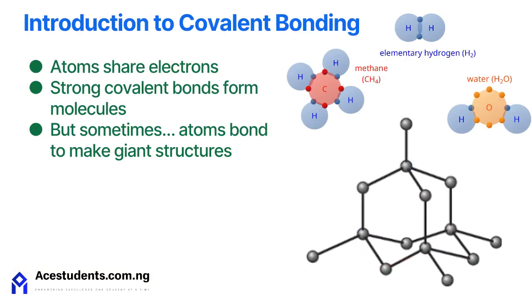In covalent bonding, atoms share electrons to achieve a stable outer shell. Normally, this gives us small molecules like water and carbon dioxide. But sometimes, the covalent bonds continue endlessly, forming giant covalent structures.